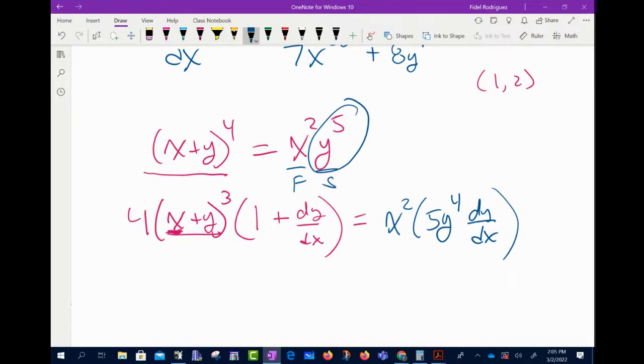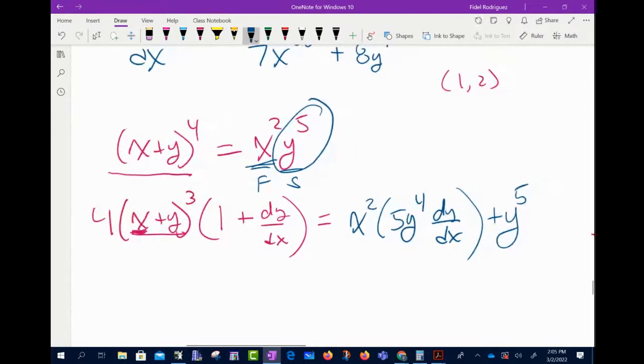I want to make sure I'm doing okay. Like, why do we need the dy/dx? Okay, and then the second function, which is y to the fifth, times the derivative of the first. What's the derivative of x squared? 2x, right? Good. The derivative of x squared is just 2x, right? Bring the exponent down, and then one less. Good. Very good.